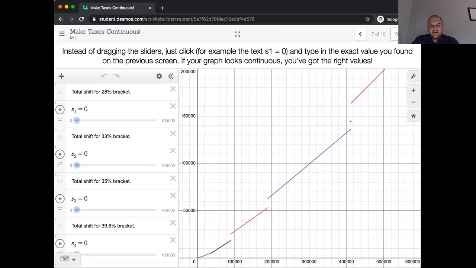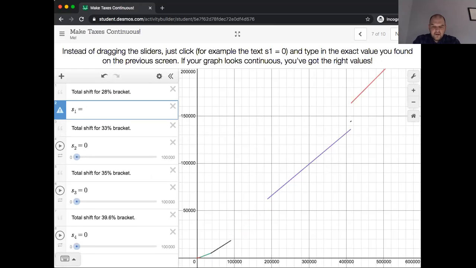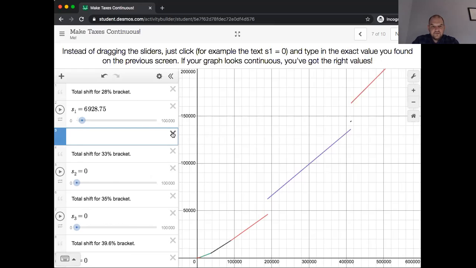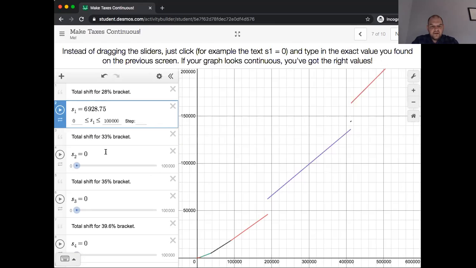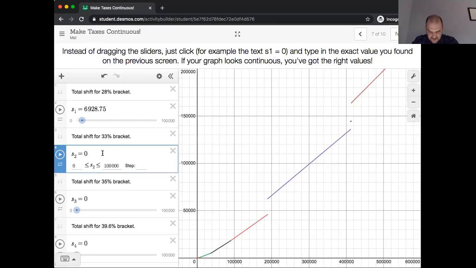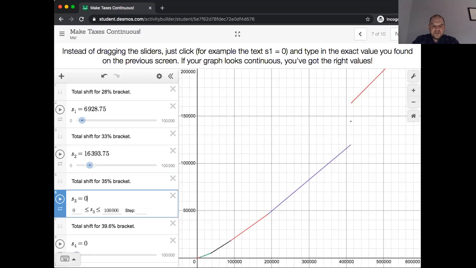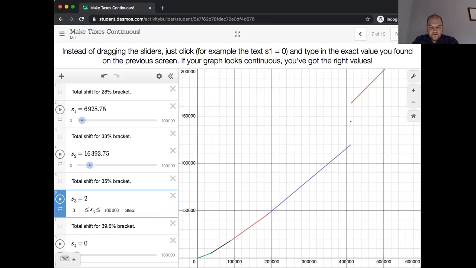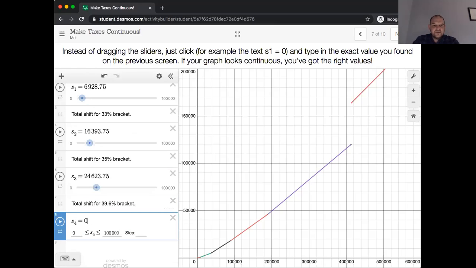Here's where we can type in our numbers. Our numbers were 6928.75. So this is continuous now. Then our next number, the shift for the 33% tax bracket, was 16,393.75. And then our shift for the 35% bracket was 24,623.75. You can watch it move a little bit as I type. It basically looks right now. So this is how we can tell that we were right.